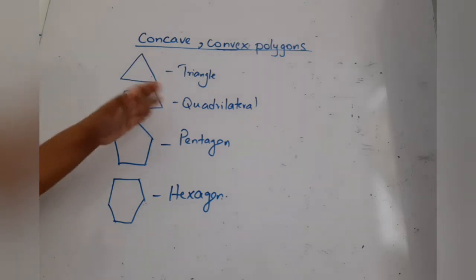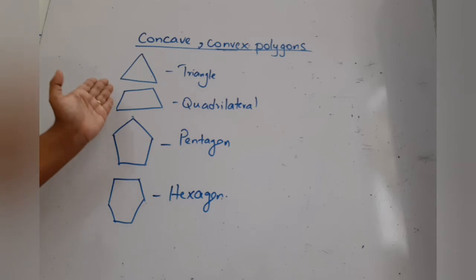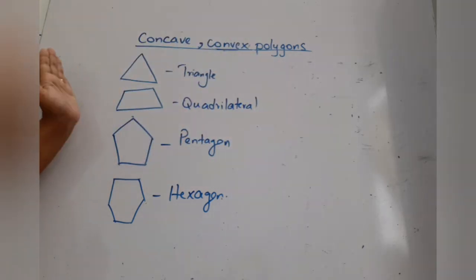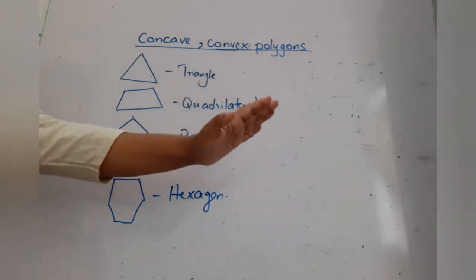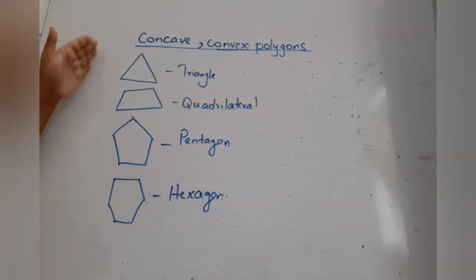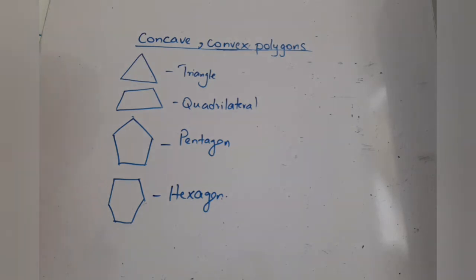You might think, what about other things like parallelograms here? They are some types of quadrilateral which come with certain features. So these are the common names given to polygons based on the number of sides.